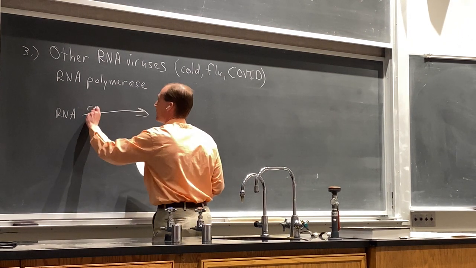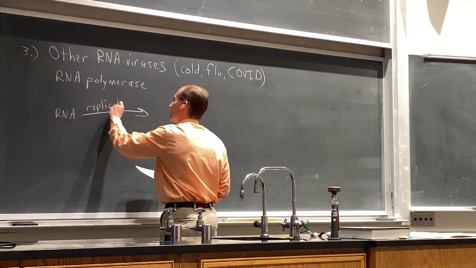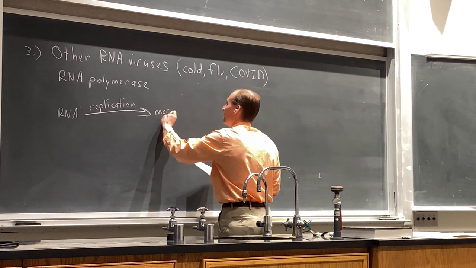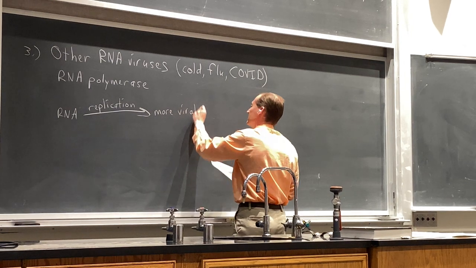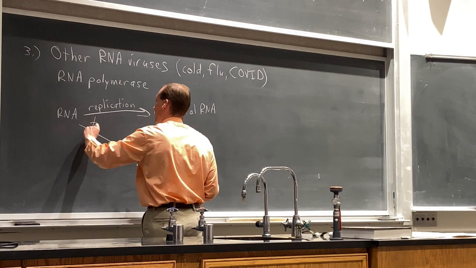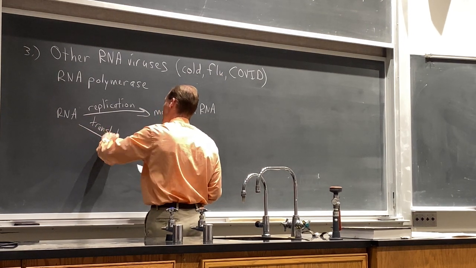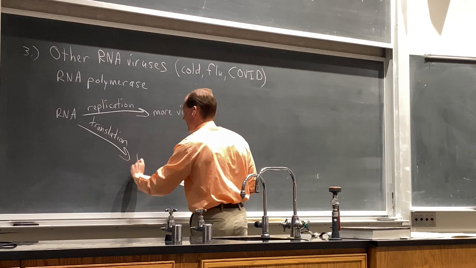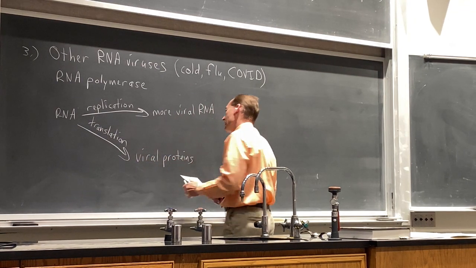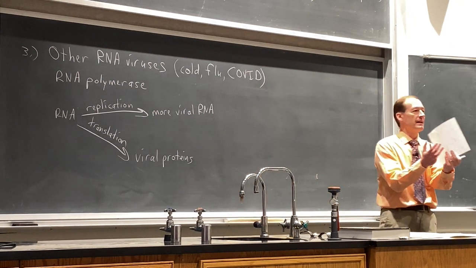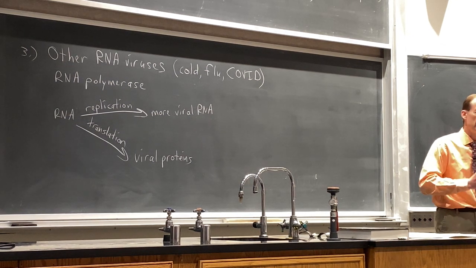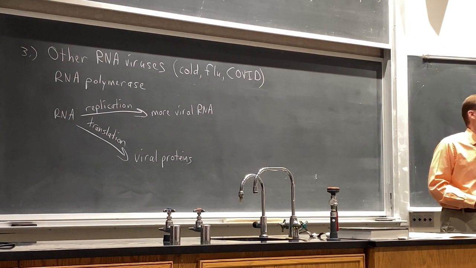It allows direct replication of the RNA, and so that's going to make more viral RNA. And then, of course, that RNA is also undergoing the translation process to generate the viral proteins. And then once the viral proteins and the viral RNA are present inside the cell, those proteins can assemble around the viral RNA, making new viral particles that then bust out of the cell and go infect other cells.